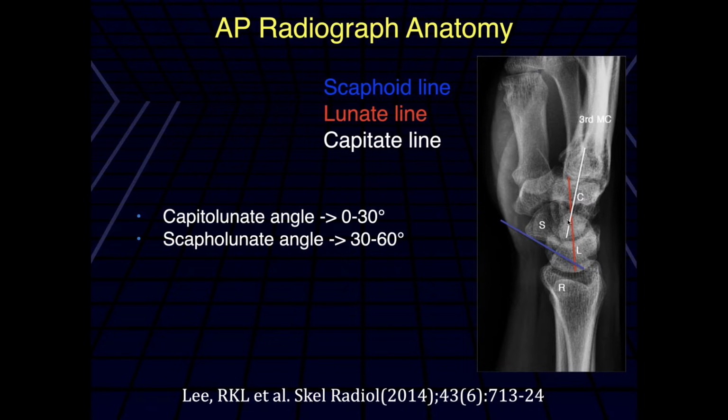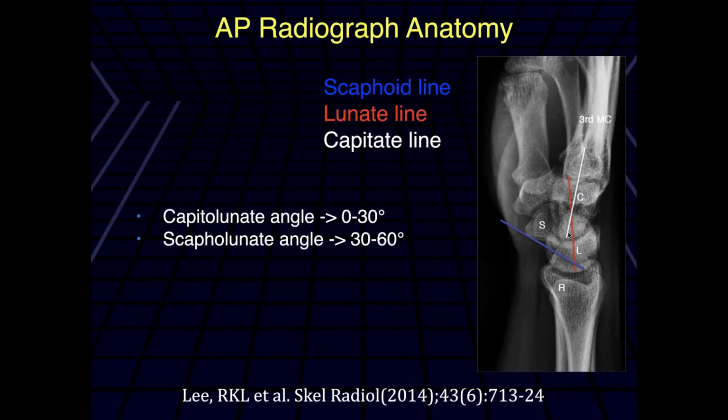And so there are several angles that you generate here. One is the capitolunate angle, which is this particular angle here, and it should be less than 30 degrees. If it's greater than 30 degrees, it means the lunate is dorsally subluxing with respect to the capitate, and that's typical of a DISI type instability pattern. And often when that happens, the lunate gets narrower here, the capitate comes closer to the radius, and you get foreshortening of the wrist as well.